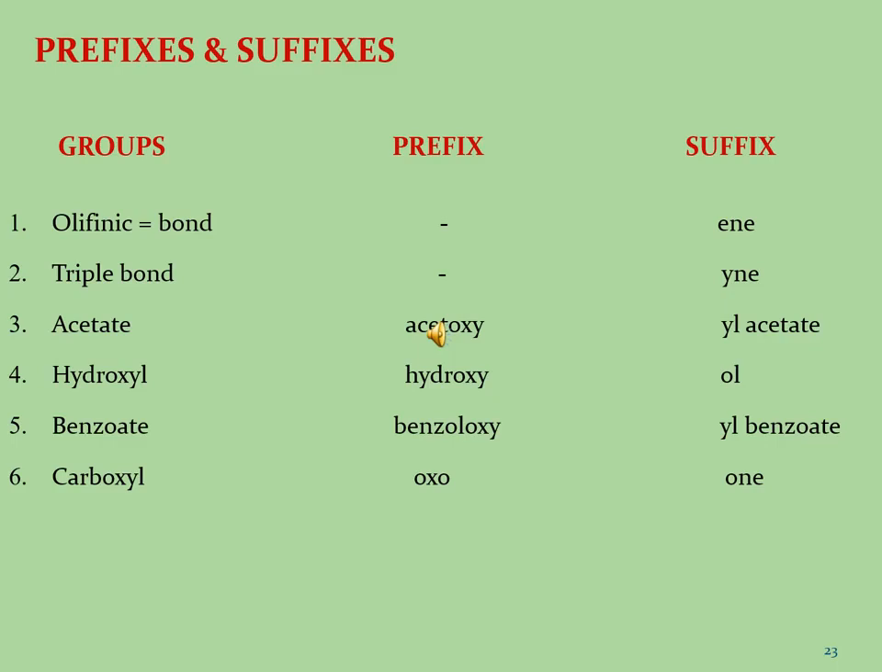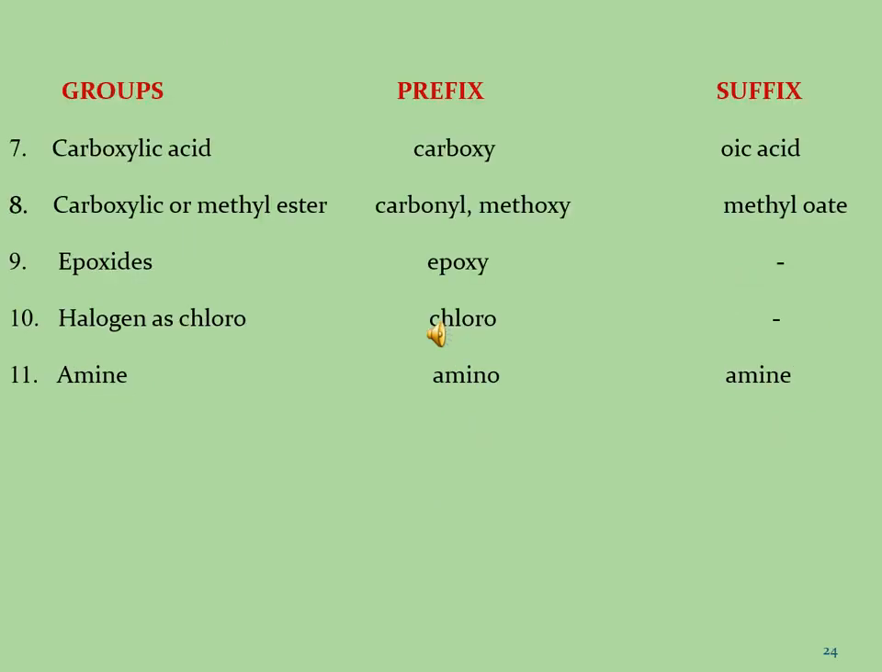If we have a carbonyl group in the steroidal structures and we take it as prefix, it can be written as "oxo", and if we take it as suffix, it can be written as "-one". If we have carboxylic acids in the steroidal molecules and we take it as prefix, it can be written as carboxy. If we take it as suffix, it can be written as "-oic acid". If we have carboxylic acid methyl esters in the steroid molecules and we take it as prefix, it can be written as carbonate or methoxy. If we take it as suffix, it can be written as "-methyl oate".